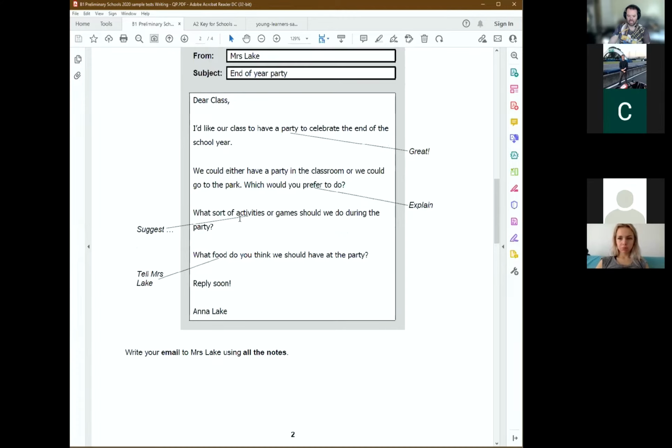You have to suggest activities for the party and suggest the food. Tell Mrs. Lake which food. So all 4 of the notes have to be incorporated for the students to achieve the highest marks. If they miss any of these content points, they won't get as many marks. Their band, for example, the content will be lower.